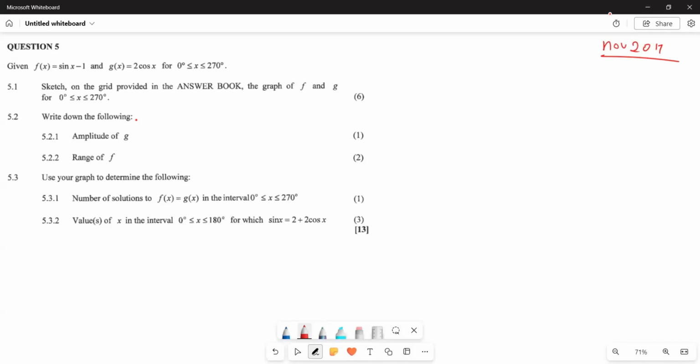The first one is 5.1. Here they say sketch, on the grid provided in the answer book, the graph of f and the graph of g, for 0 degrees up to 270 degrees. What we are given here is what we call a restriction, which means whenever you are plotting your graph, it ranges between 0 degrees and 270 degrees altogether.